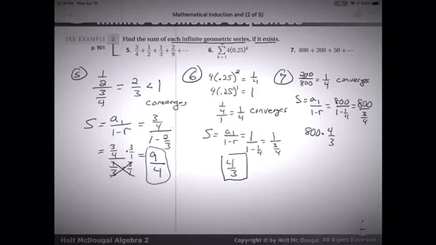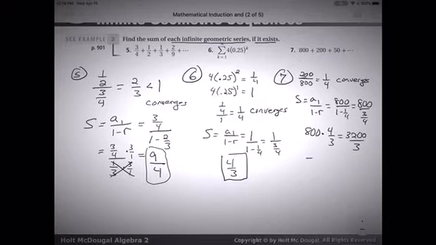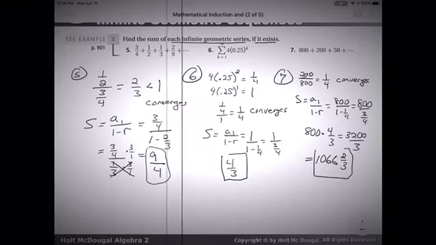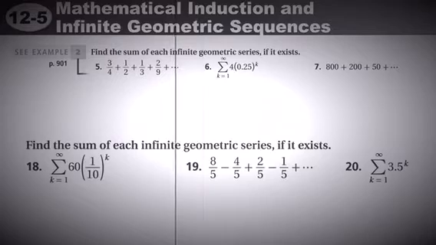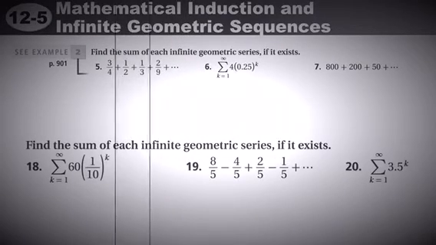Let's see, that doesn't look like it's going to reduce, so we'll do 800 times 4, and that gives us 3,200 divided by 3. Let's put that in mixed number form. That would be 1,066 2/3. So use that process to do the following problems, and you get to watch your first clip here.